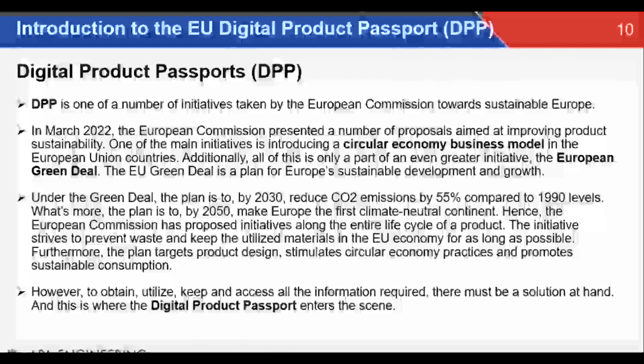Under the Green Deal, the plan is to reduce carbon dioxide emissions by 55% by 2030 compared to 1990 levels, and by 2050 to make Europe the first climate neutral continent. Hence, the European Commission has proposed initiatives along the entire life cycle of a product. To obtain, utilize, keep, and access all the information required, digital product passports were introduced.